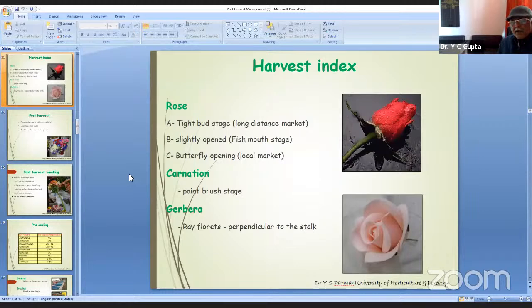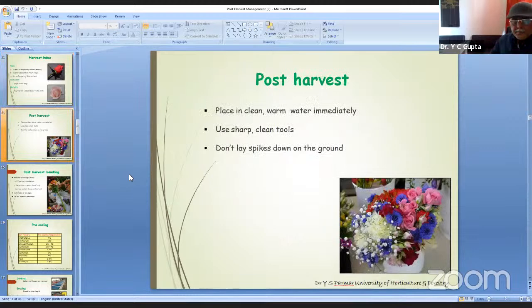Next comes post-harvest, which means clean. We need a clean space and clean buckets. Otherwise, we will come across some microorganism attack. Immediately after harvesting, we need a bucket filled with fresh water, free from insect pests and microorganisms. Put the harvested flowers in it regularly.